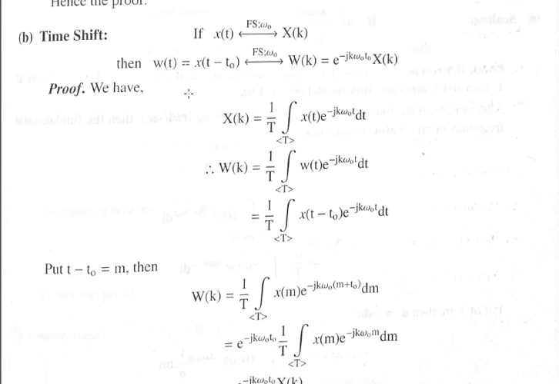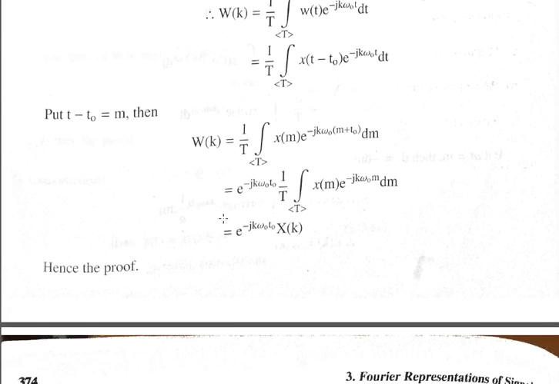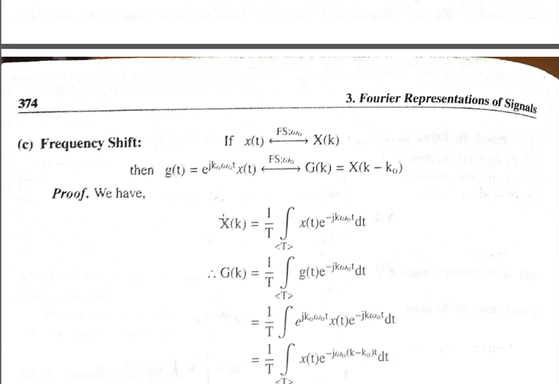The Fourier representation of x of t minus t naught is nothing but e raised to minus jk omega naught t naught x of k. Suppose we need to find x of t minus 2, then it would be e raised to minus jk omega naught 2 times x of k. So this property would be helpful in some places, and we can use it whenever it is required.